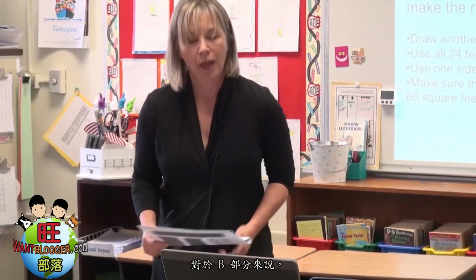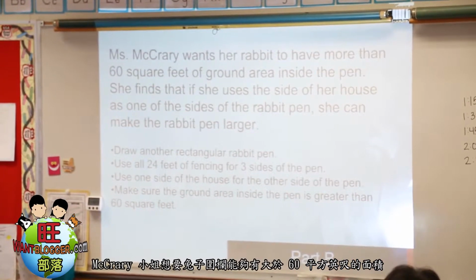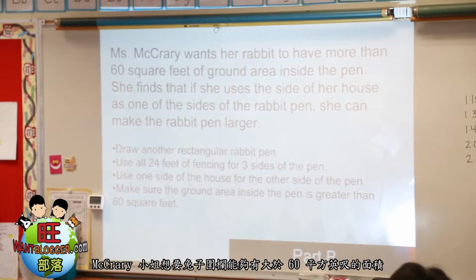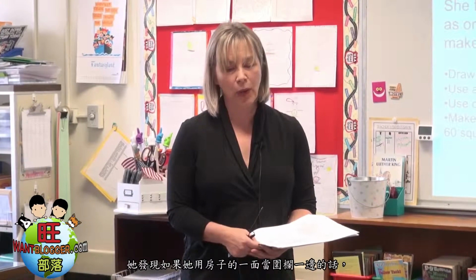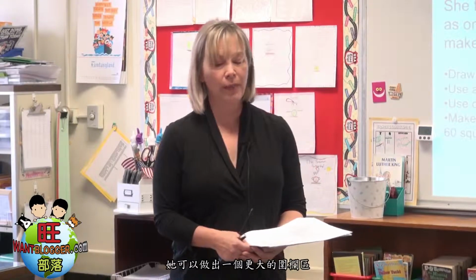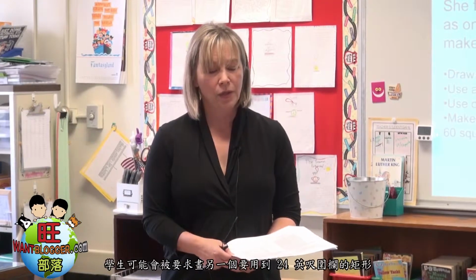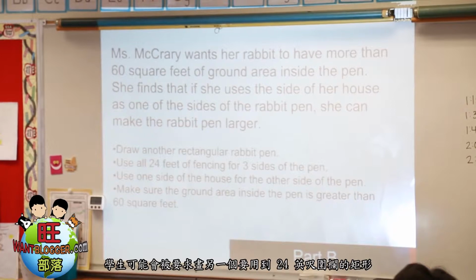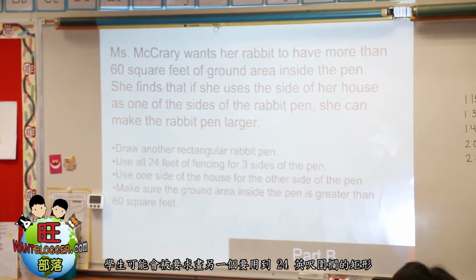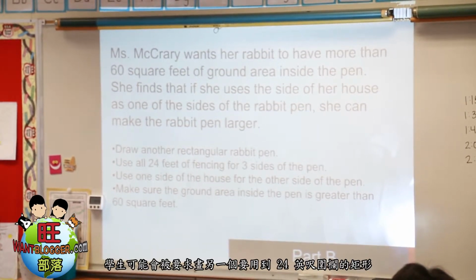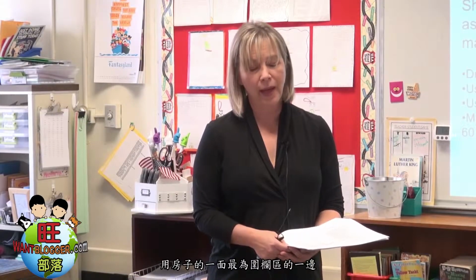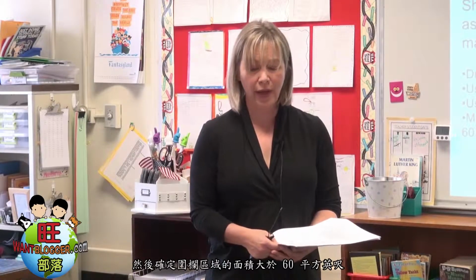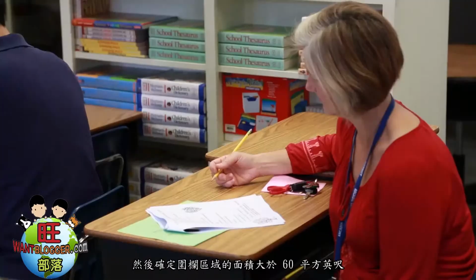For part B, Miss McCrary wants her rabbit to have more than 60 square feet of ground area inside the pen. She finds that if she uses the side of her house as one of the sides of the rabbit pen, she can make the rabbit pen larger. So the student would be asked to draw another rectangular rabbit pen. Use all 24 feet of fencing for 3 sides of the pen. Use one side of the house for the other side of the pen, and make sure the ground area inside the pen is greater than 60 square feet.